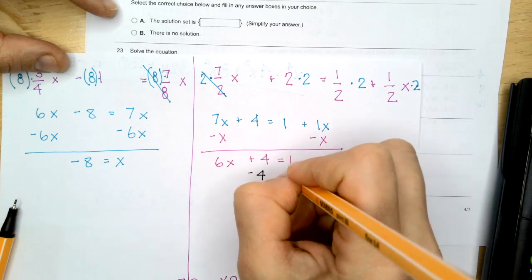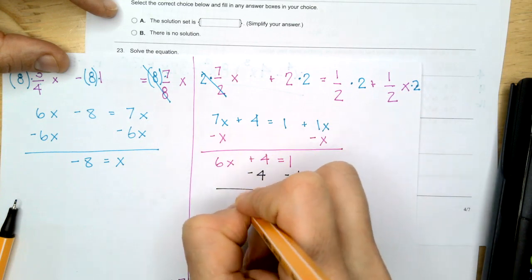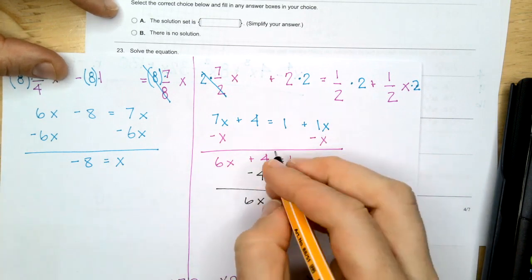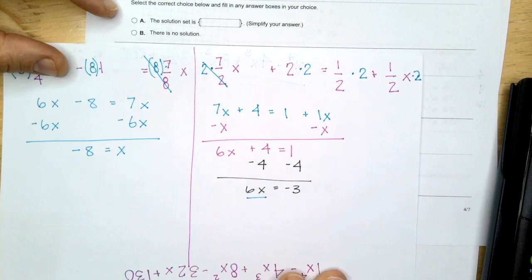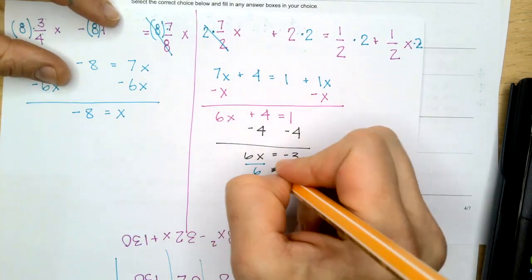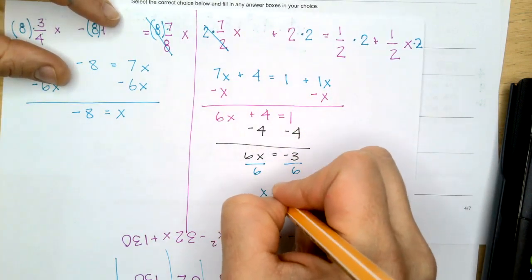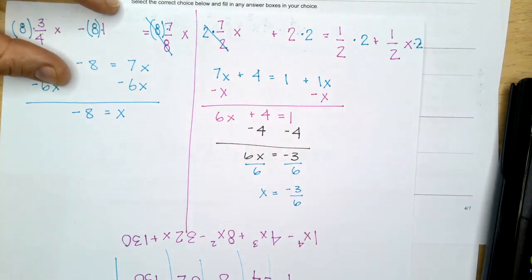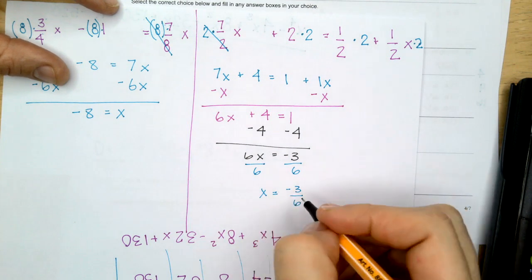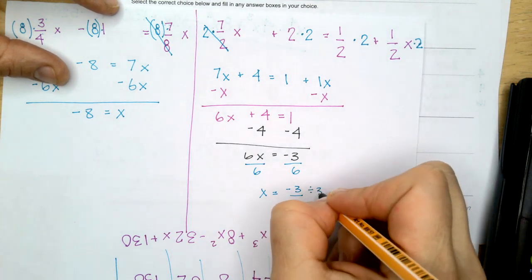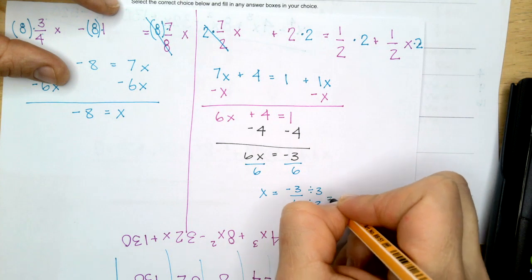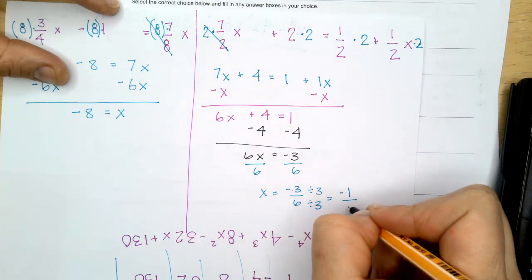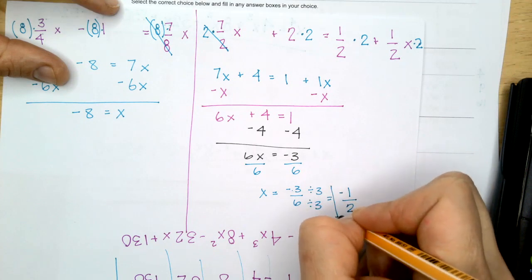Subtract 4, subtract 4. 6x equals -3. Oh, maybe that's why I added it, so that you'll see that if you get an answer that's a fraction, don't be scared. Divide by 6, divide by 6. x equals -3/6, sixths. But you can simplify this because you can divide 3 by 3 and 6 by 3. -3 divided by -3 is a -1. 6 divided by 3 is a 2. So your actual answer is -1/2.